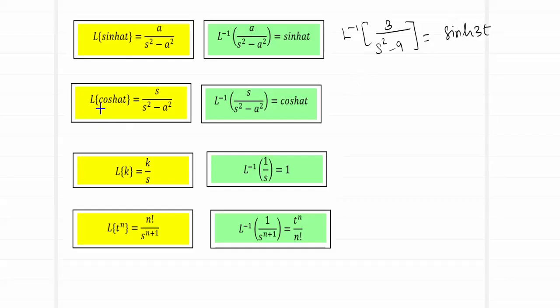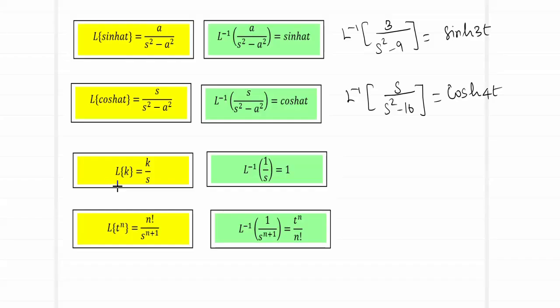Okay. Laplace of cosh of at is s by s square minus a square. So what will be Laplace inverse of s by s square minus a square? It will be cosh of at. Hence, can we find Laplace inverse of s by s square minus 16? Yes, you are right. It is cosh of 4t. When you have s, this has to be c. You can remember it in this way.